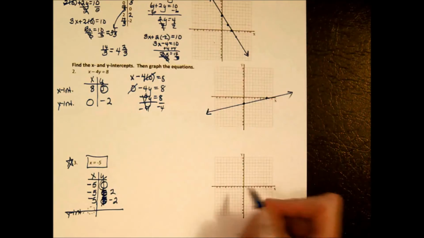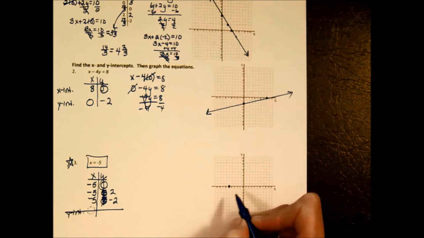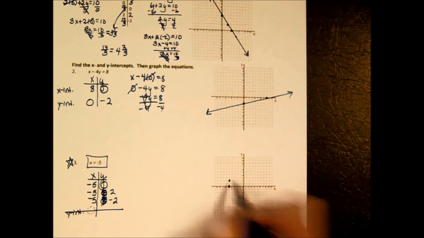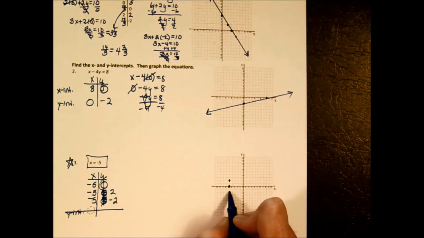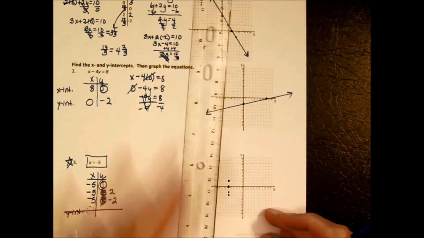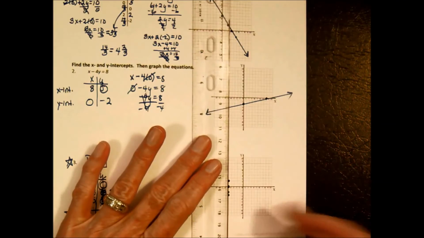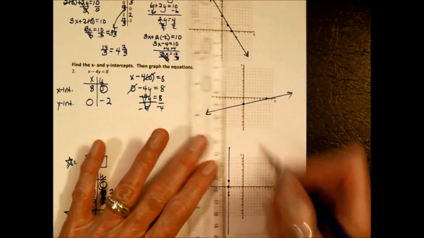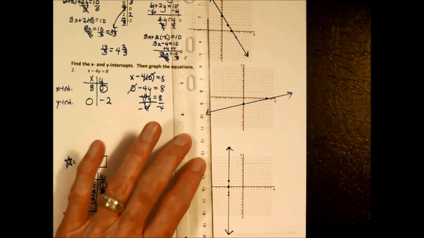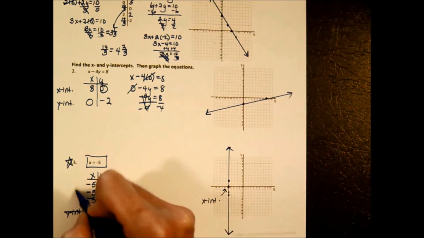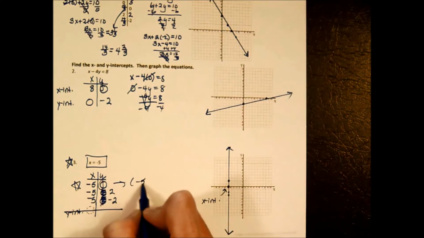So we have the points -5, 0, -5, 2, and -5, -2. I think I hit -3. These are so little it's hard to see. But it's obvious what I end up with is a vertical line. And that vertical line does not intersect the y-axis, so I do not have a y-intercept. I do have an x-intercept, and that's this point right here, the point -5, 0.